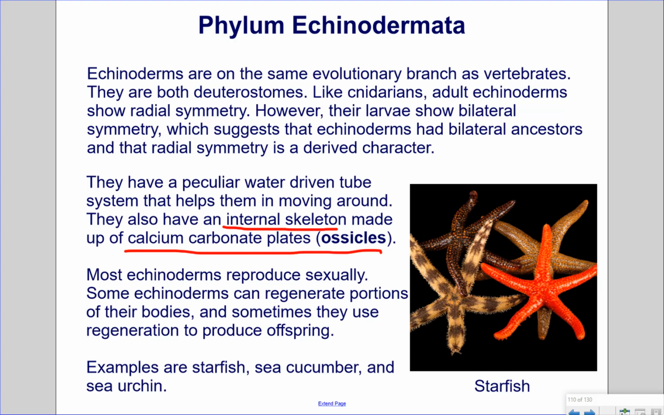The name echinoderm means hedgehog skin. Echino for hedgehog, and dermata for skin.